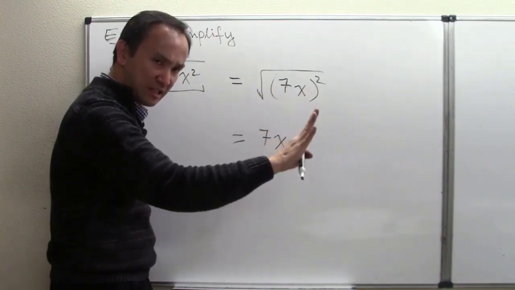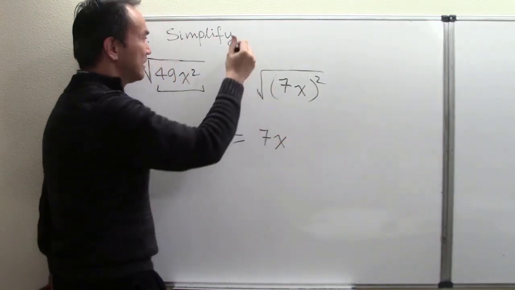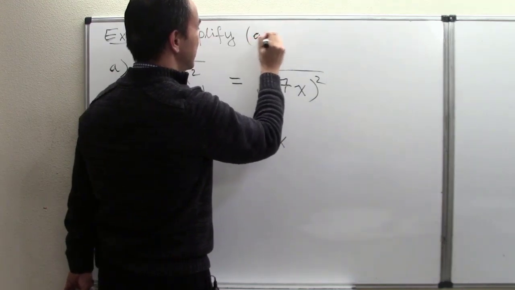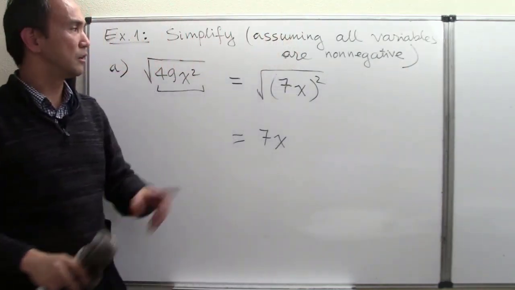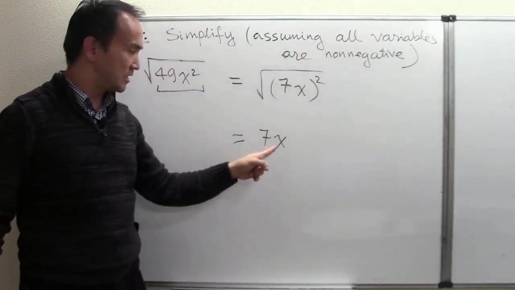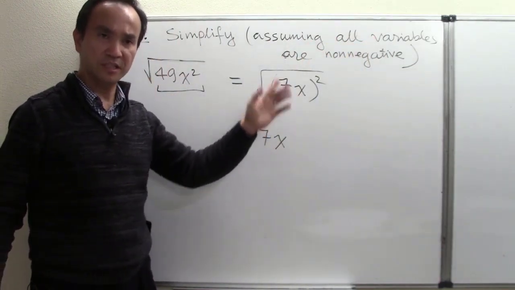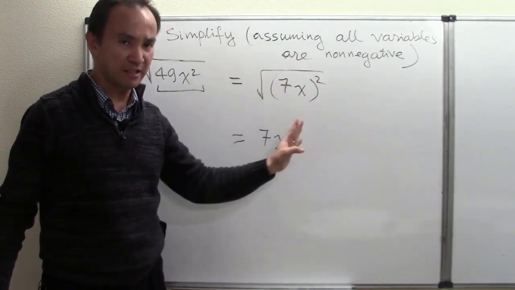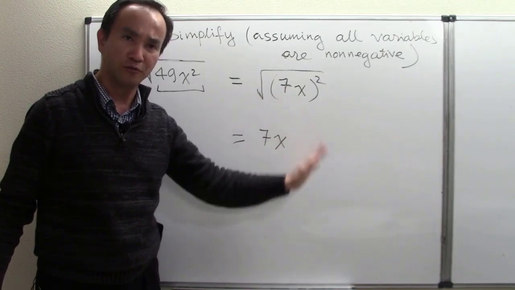So the x itself could be positive or it could be negative. But for now, let's assume all variables are non-negative. So that means this x right here is assumed to be greater than or equal to 0. And that means we don't have to worry about putting in absolute value, we can just go direct.